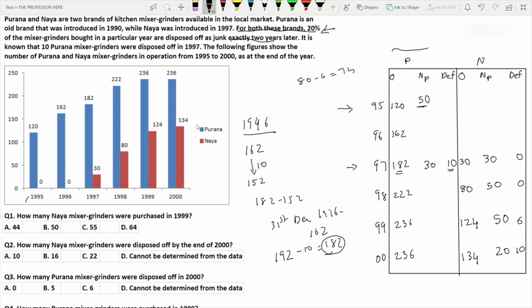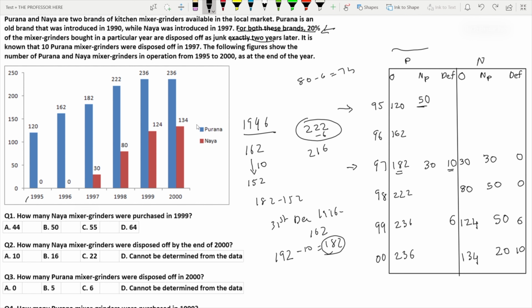So since we got the number of new purchases in the year 1997, we can find 20% of that, which is 6. So 6 of them will be disposed of in the year 1999, 2 years after purchase. So 6 of them in 1999 will be disposed of. Now applying the same logic as 1997, there are 6 mixer grinders which are disposed of in the year 1999. From the 222 units which are active at the beginning of 1999, 6 of them will become defective, that is minus 6. So it becomes 216.